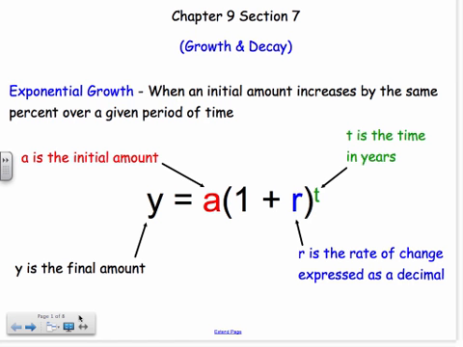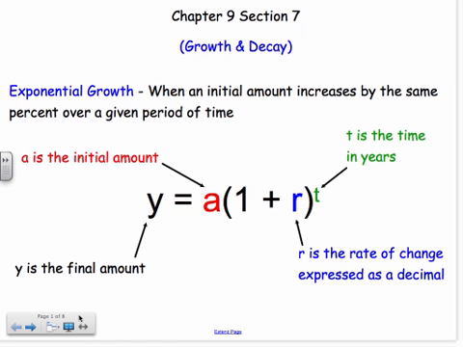But there's this equation: y equals a times the sum of 1 and r, and that is to the t power. That 1 plus r is to the t power. So y stands for the final amount. a is your initial amount. The r is our rate of change, expressed as a decimal. So r is that rate expressed as a decimal.